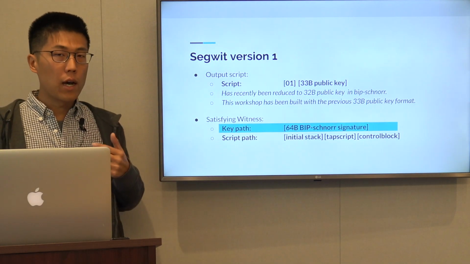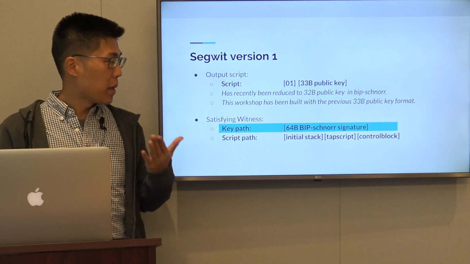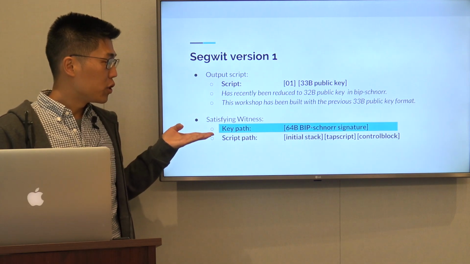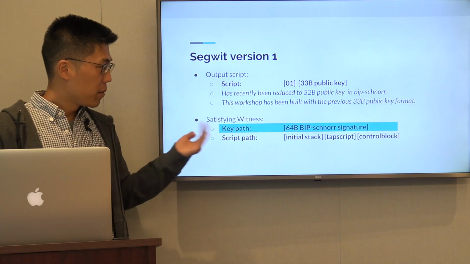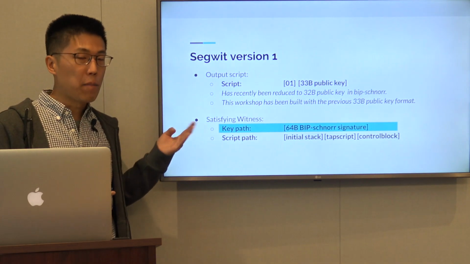As we talked about before, a Taproot output has two different ways of spending. We have the default spending path, which is the key spend path, and we have the script path. In this chapter, I'd like to focus on the key path.